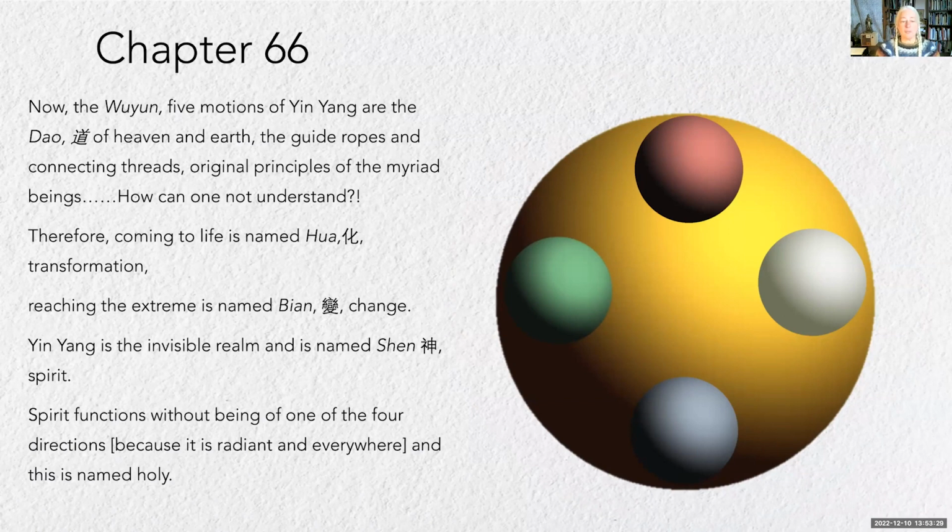Spirit functions without being one of the 4 directions. And I have in brackets, why isn't it in one of the 4 directions? Because it's radiant and everywhere. And the Neijing says, and this is named holy. I think that's just beautiful. So there's something going on with spirit that's not associated with any direction that causes this bianhua, these changes.